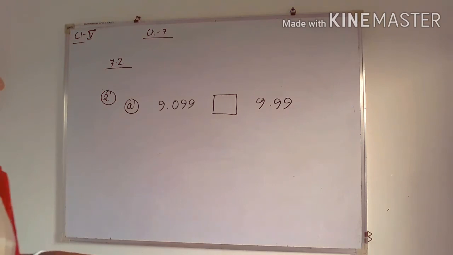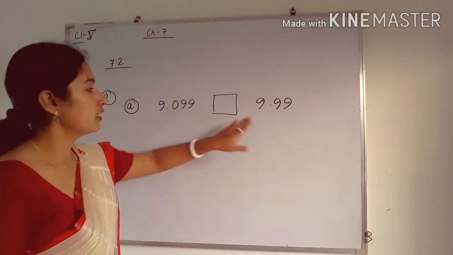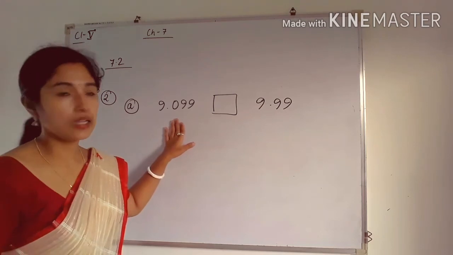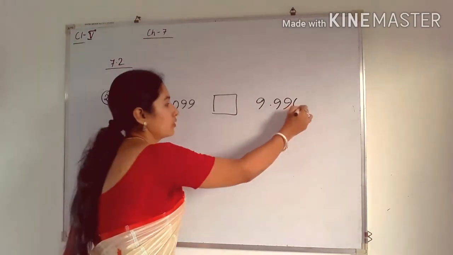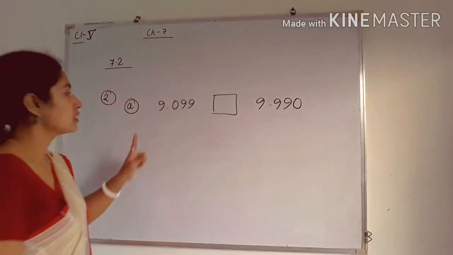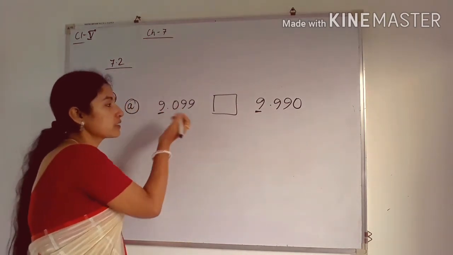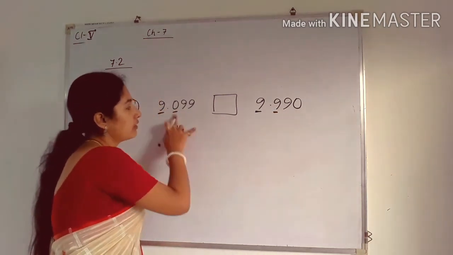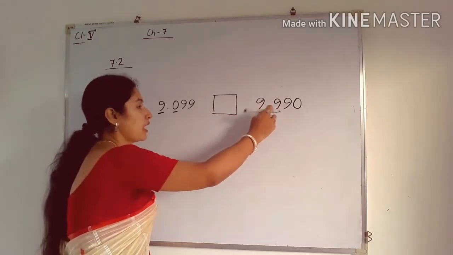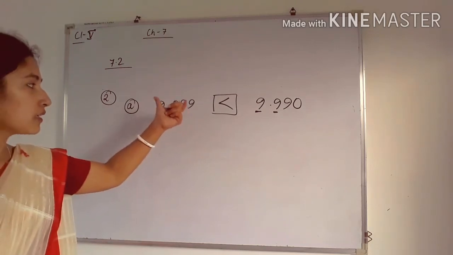So see the next question, question number 2. Here there is no diagram. Without using the diagram, how to compare, how to check which decimal number is greater, which one is smaller. See here, first of all, these are unlike decimals, just make them like. How to make it like? Three digits are there after the decimal, here only 2 digits, so just put 0. Now see, the whole part is same, 9, 9. Next start with the tenths part. So tenths place is 0 and here it is 9. So which one is greater? 9 is greater. So that means 9.990 is greater than this one. So this is less than 9.990.